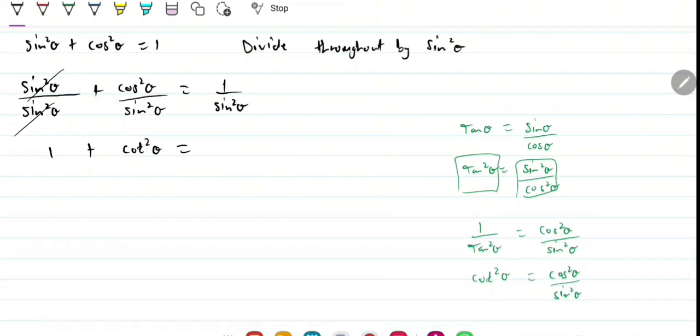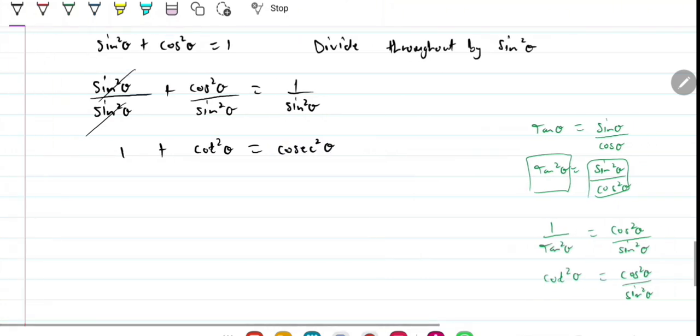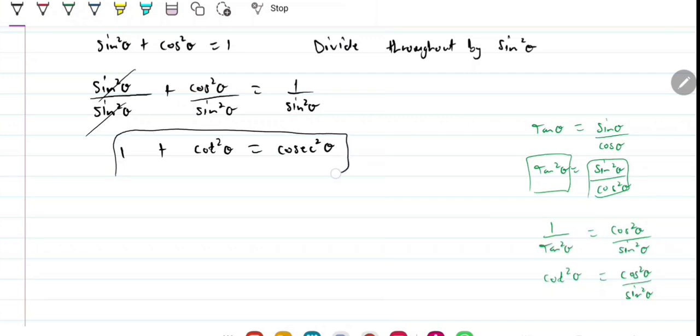And 1 over sine was cosec. So 1 over sine squared theta is cosec squared theta. It's another identity to remember.